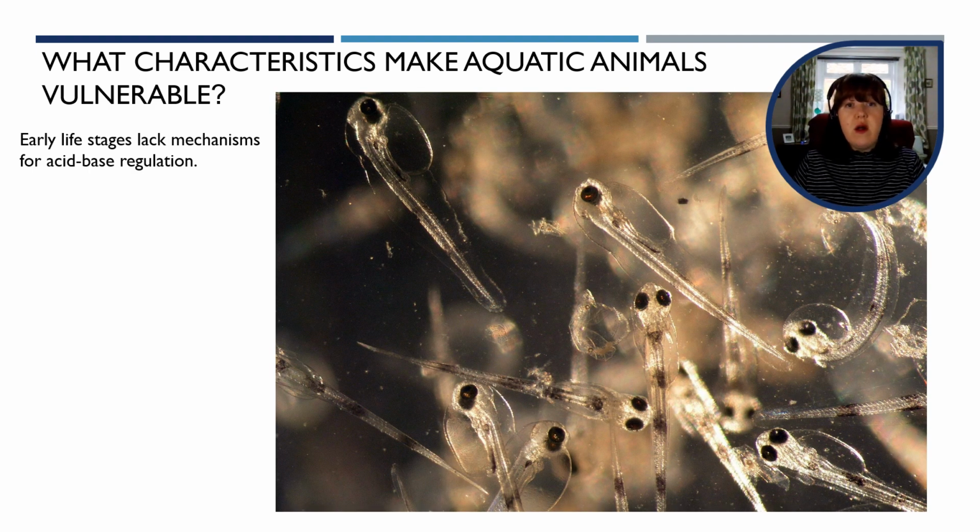Early life stages of aquatic animals, such as eggs and larvae, are particularly vulnerable to pH changes. Acidification can affect the development of embryos, reduce hatching success, and impair the survival of larvae. These early life stages lack specialized mechanisms for acid-base regulation, making them more prone to physiological stress and mortality under pH stress.